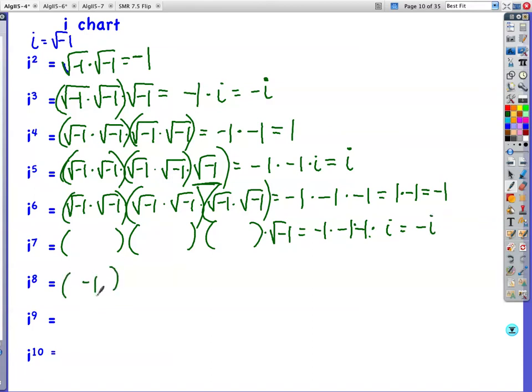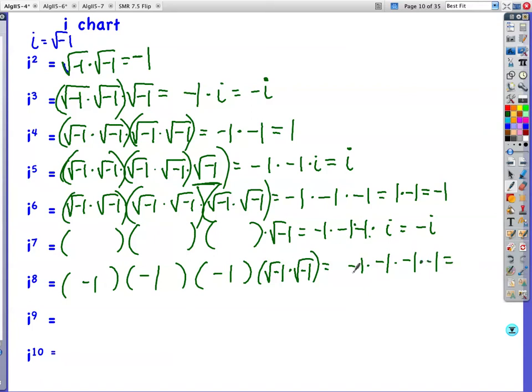Okay, remember this is going to be -1. I'm just not going to rewrite the whole thing. We have -1. And once again, I have square root of -1 times square root of -1. All right, what is this equal to? Well, it's -1 times -1 times -1. Those are these three right here. This is also a -1. What's negative times negative times negative times negative?